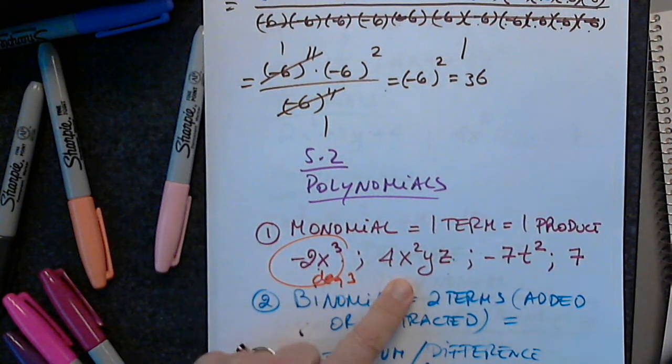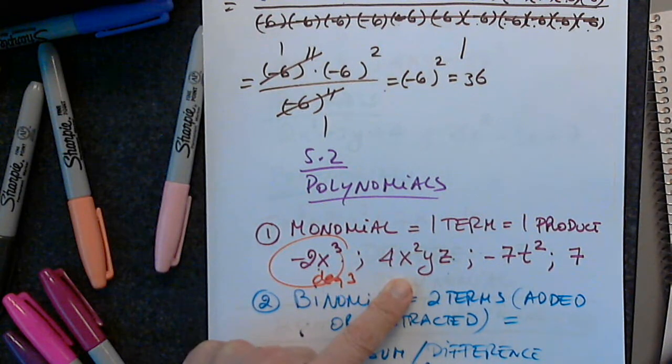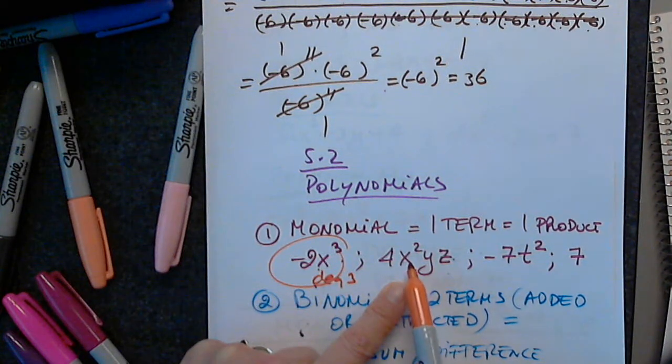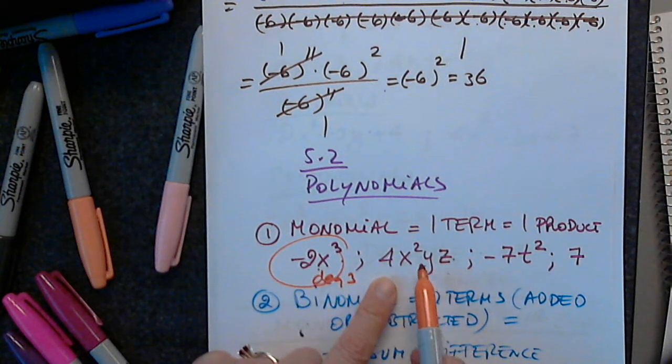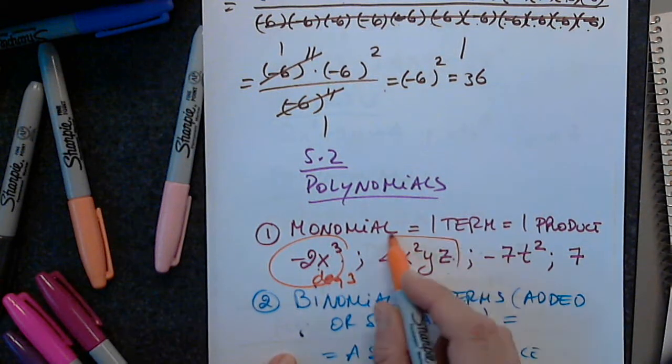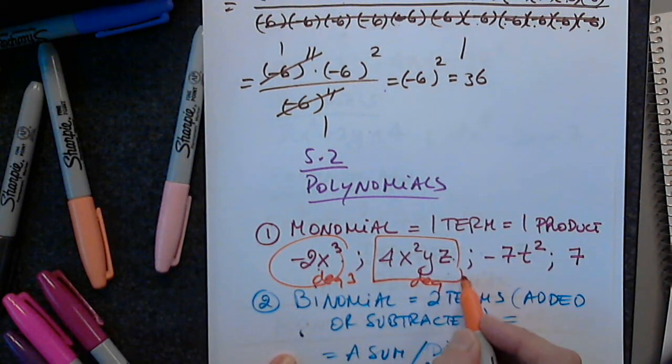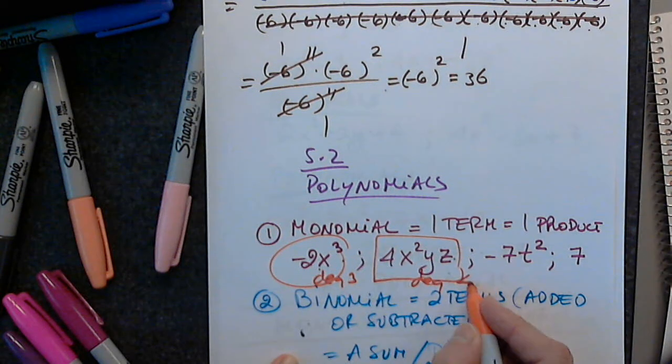Moving on to the next monomial. How many variables does it have? 3. And what is the power of x? 2. What is the power of y? 1. What is the power of z? 1. Add them up. Nothing concerning the number. Add 2 to 1 to 1. That would be the degree. How much? Yes, indeed.